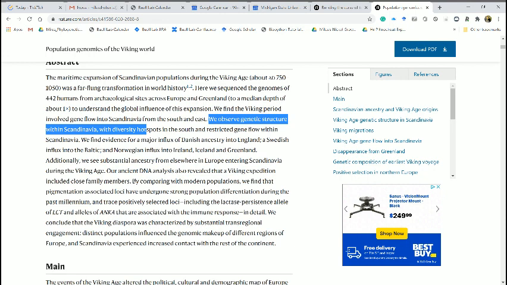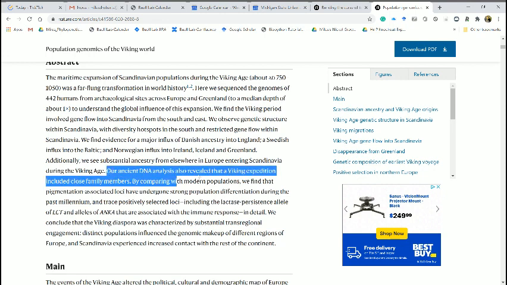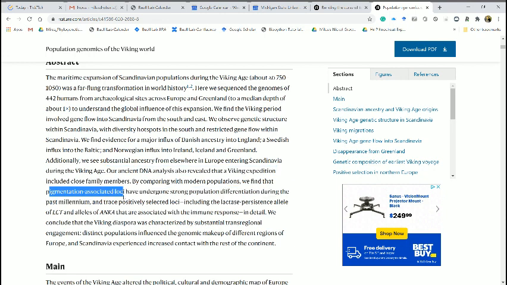And yeah, let's see what their main findings are. DNA analysis. So they found that Viking expeditions included close family members, and that pigmentation associated loci, or loci are just positions on a chromosome of DNA. These pigmentation genes are very different between populations of Vikings, which is pretty cool.